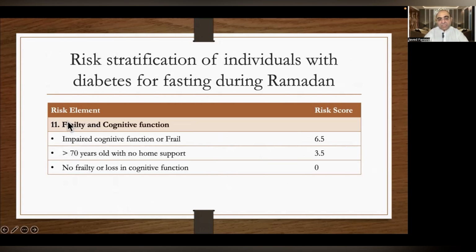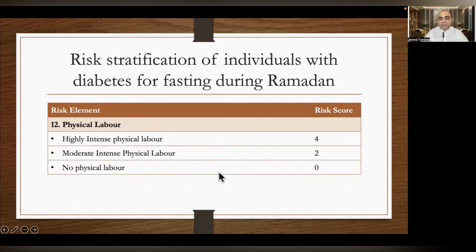Then the 11th risk element is frailty and cognitive functions. When there is no frailty or loss in cognitive functions, 0 score. When the age is more than 70 years with no home support, 3.5. When the patient has impaired cognitive functions or frailty is there, 6.5 score is given.